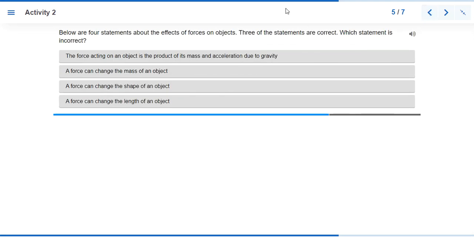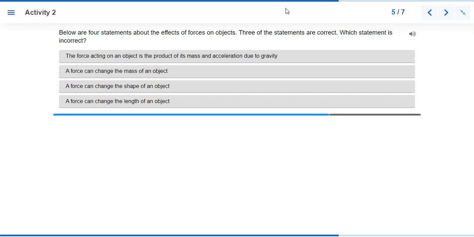Looking at this statement also: below are four statements about the effect of forces on objects. Three of the statements are correct. Which statement is incorrect? The force acting on an object is the product of its mass and acceleration due to gravity. Yes, force is equal to mass times g. g is the acceleration due to gravity.